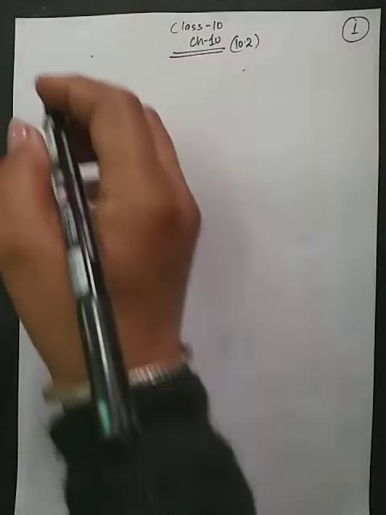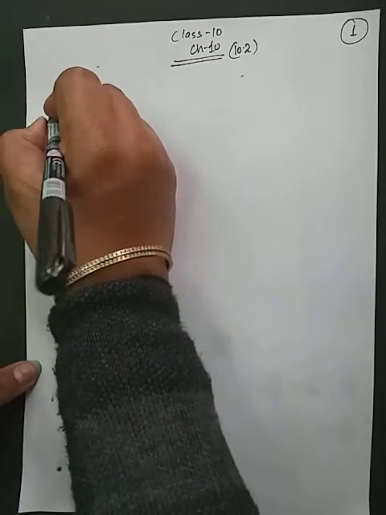Today we are going to start our exercise 10.2, chapter 10, circles. Question number 1. From a point Q, the length of the tangent to a circle is 24 centimeter and the distance of Q from the center is 25 centimeter. The radius of the circle is. So first of all, we are going to draw the figure.